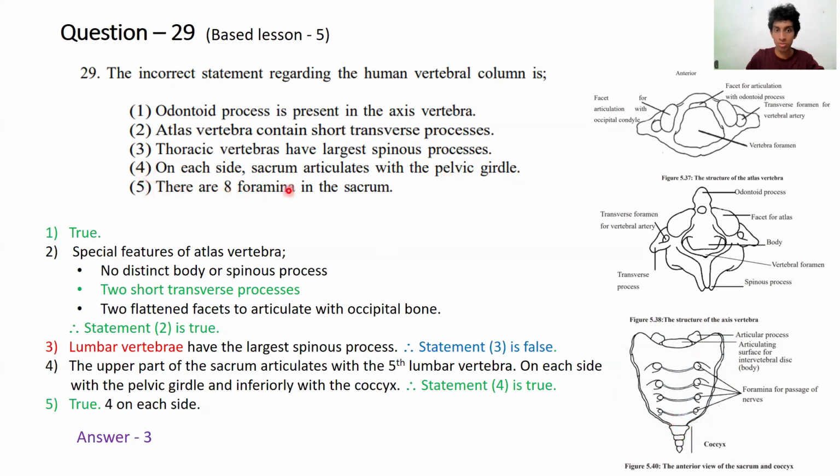5. There are 8 foramina in the sacrum. So as you can see in the diagram, there are 4 on each side, and altogether there are 8 foramina in the sacrum. Therefore, statement 5 is also correct. So the incorrect statement is the third one. That means the correct answer is 3.